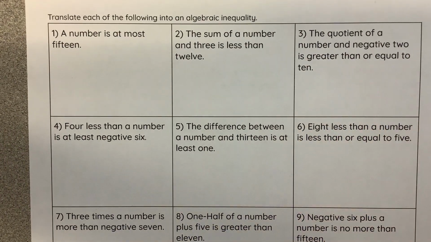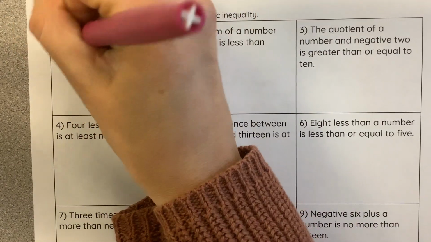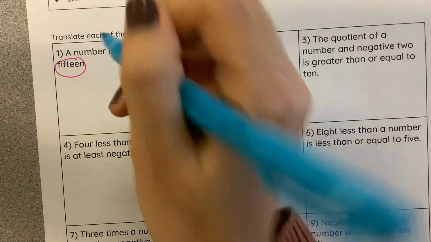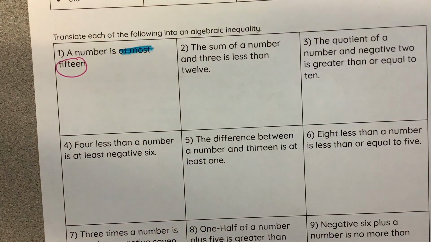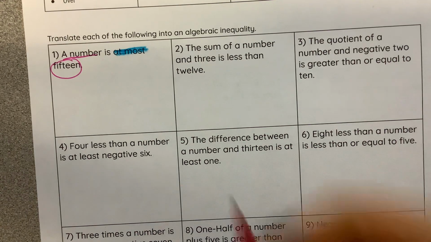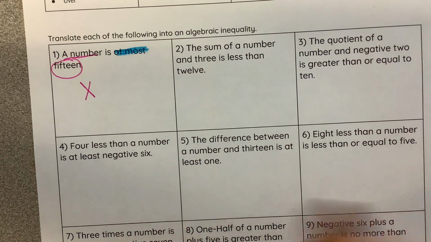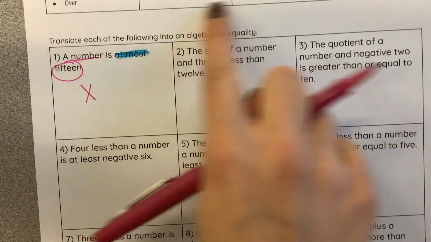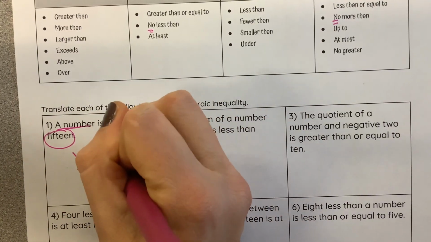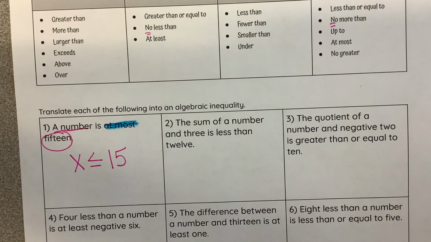So let's look at these first couple examples. A number is at most 15. So I'm going to circle the number. I'm going to highlight the word that tells me the inequality symbol. So at most, and it's usually going to be right before the number. And then our unknown is a number. I'm just going to use X for each of these, okay? So X is our inequality symbol, is at most. At most falls under less than or equal to. So X is less than or equal to 15. And that's it for that one.